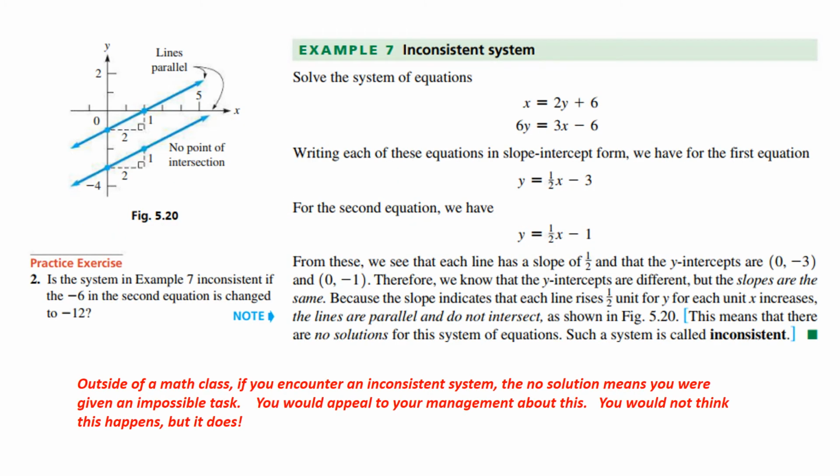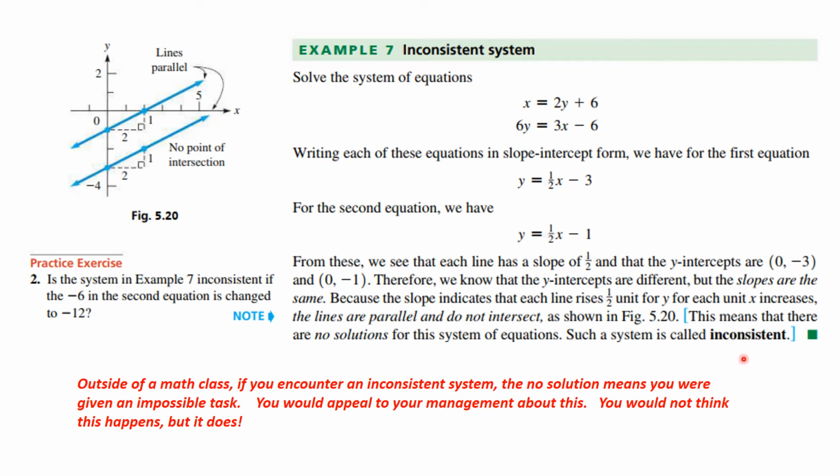Now this is one of the kinds of special systems that we have. This is called an inconsistent system, and this is what happens when the two lines are parallel. If we graph these two lines, we would see that, yes, they're parallel lines. They both have the same slope, 1/2, and they have different y-intercepts. So they don't intersect, and that means that there is no solution.